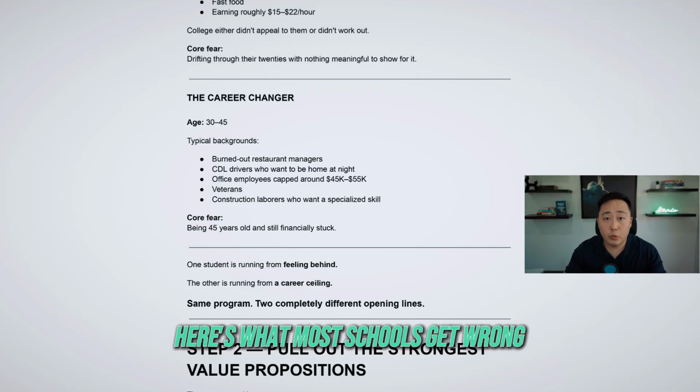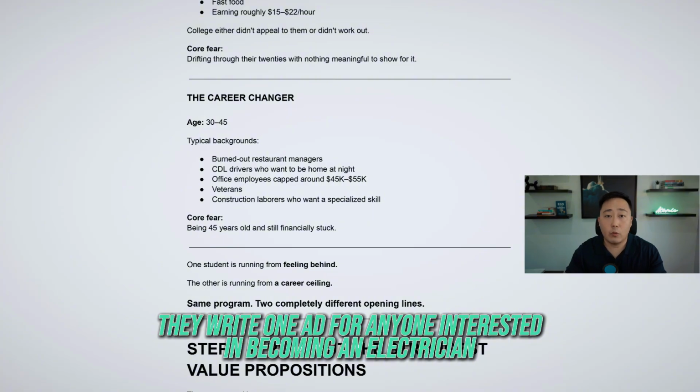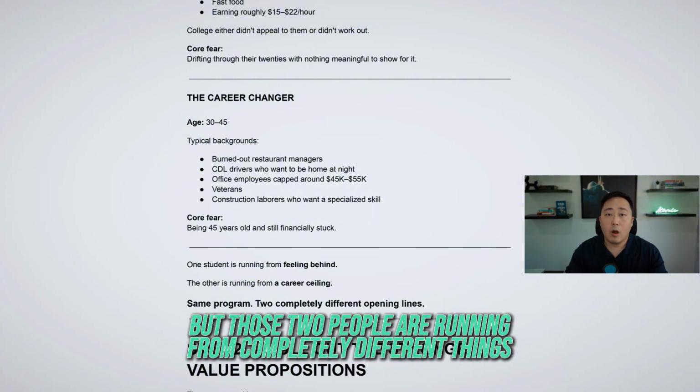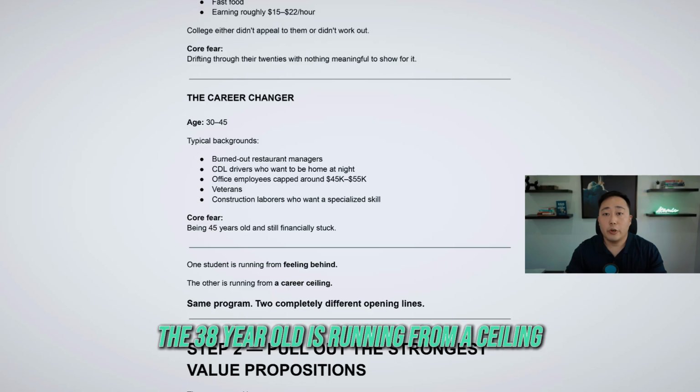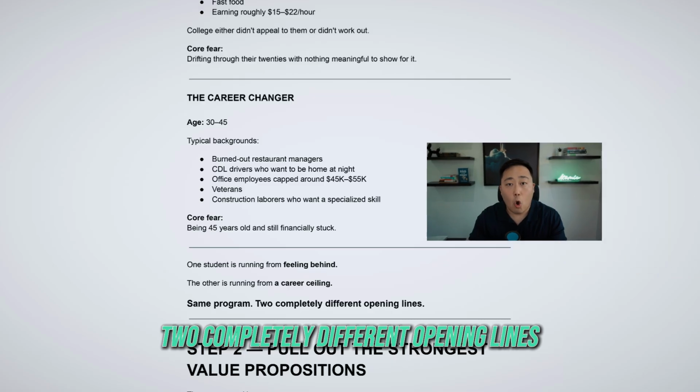Here's what most schools get wrong. They write one ad for anyone interested in becoming an electrician. But those 2 people are running from completely different things. The 19-year-old is running from feeling behind. The 38-year-old is running from a ceiling. Same program, same outcome, 2 completely different opening lines.